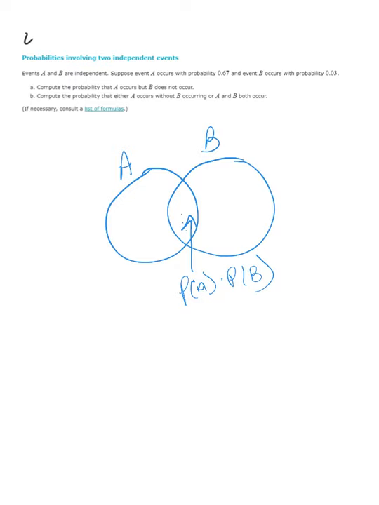So it says probability of A is 0.67. Probability of B is 0.03. So we can do a little math real quick. 0.67 times 0.03. So this area right here is 0.0201, because I just multiplied those together. Okay, so let's answer this question.